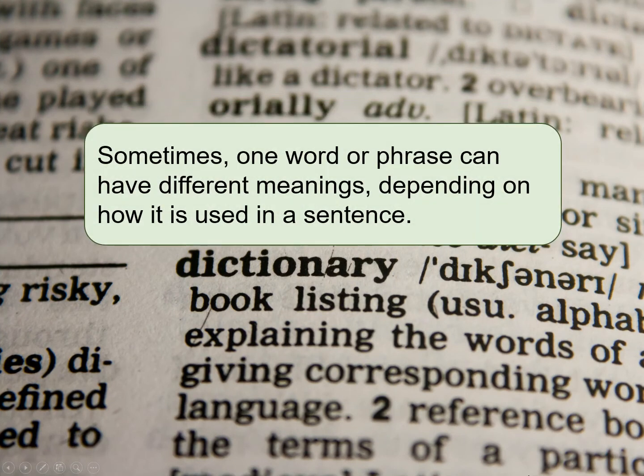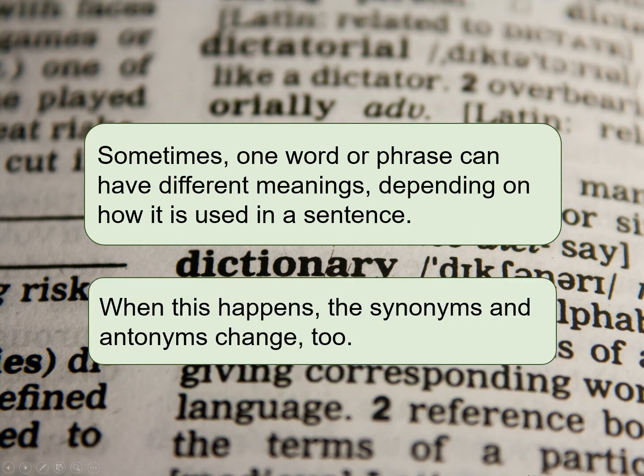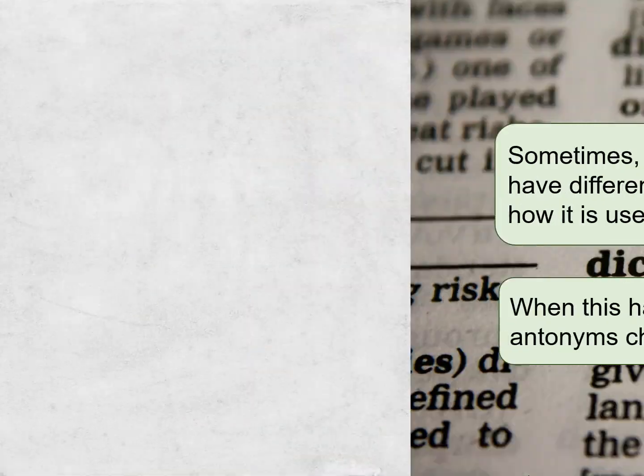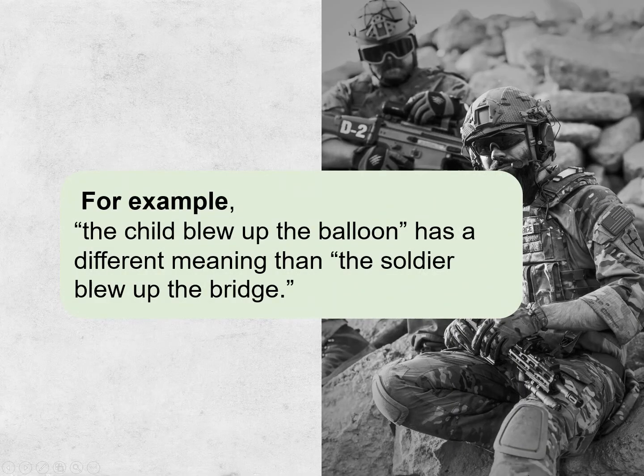Sometimes one word or phrase can have different meanings, depending on how it is used in a sentence. When this happens, the synonyms and antonyms change too. For example, the child blew up the balloon has a different meaning than the soldier blew up the bridge.